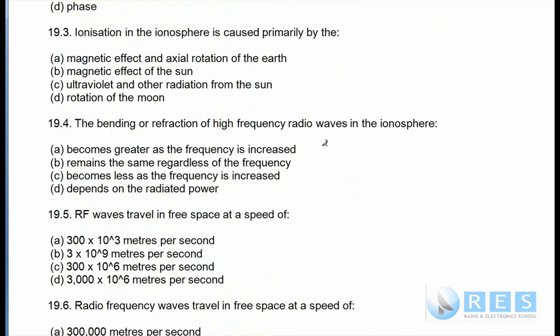19.3. Ionization in the ionosphere is caused primarily by ultraviolet and other radiation from the sun. Goodness me, I saw this option: rotation of the moon. Someone had a sense of humour to stick that one in. I think it might have been me. So ionisation is primarily caused by ultraviolet and other radiation from the sun.